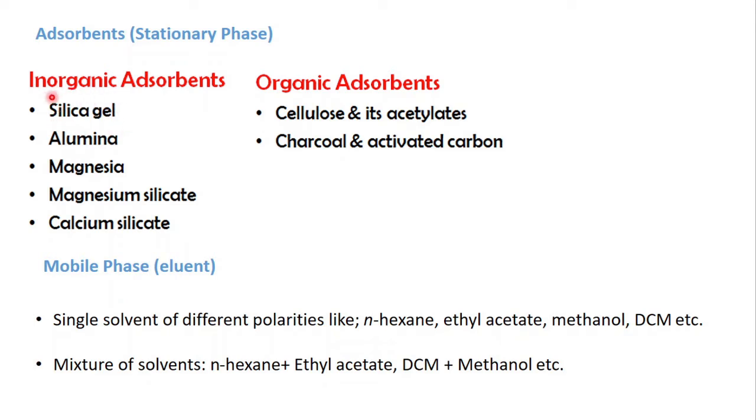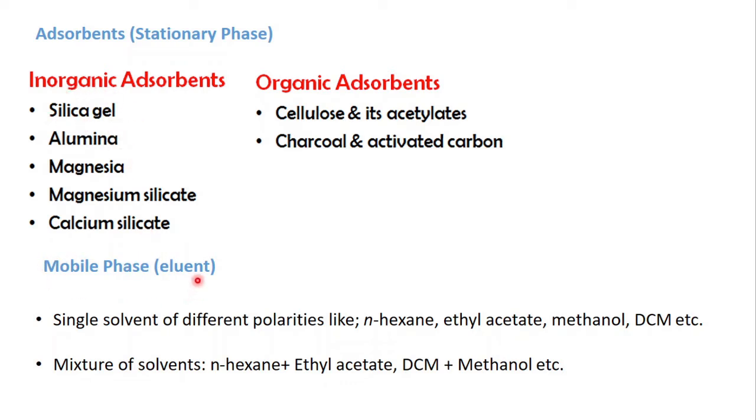Most of the TLC plates, if you buy in Aldrich, hardly do you get alumina, magnesia, all those, because you don't use these as much. And silica gel TLC plate is widely used. There are some organic adsorbents adsorbed on alumina plate. So it may be cellulose and its acetates and some charcoal and activated carbons for special use. These are the most widely used adsorbents, or the stationary phase. Among them, silica gel is the most commonly used.